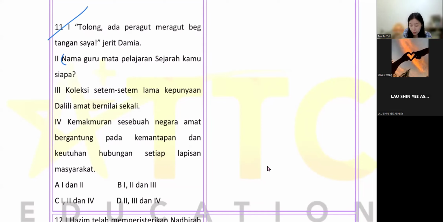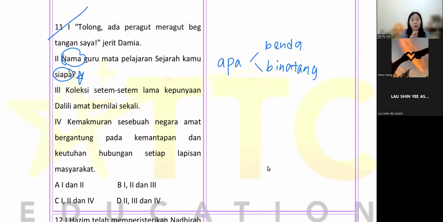When it's a human name, I need to use siapa. Apa is normally used for benda, things, and binatang. When you're asking a human name in Malay, you need to use siapa. In Bahasa Melayu, you need to use siapa. Okay, you cannot directly translate from English, what is your name. No, you should use siapa for nama guru. So this is correct. But then number 3 is wrong.